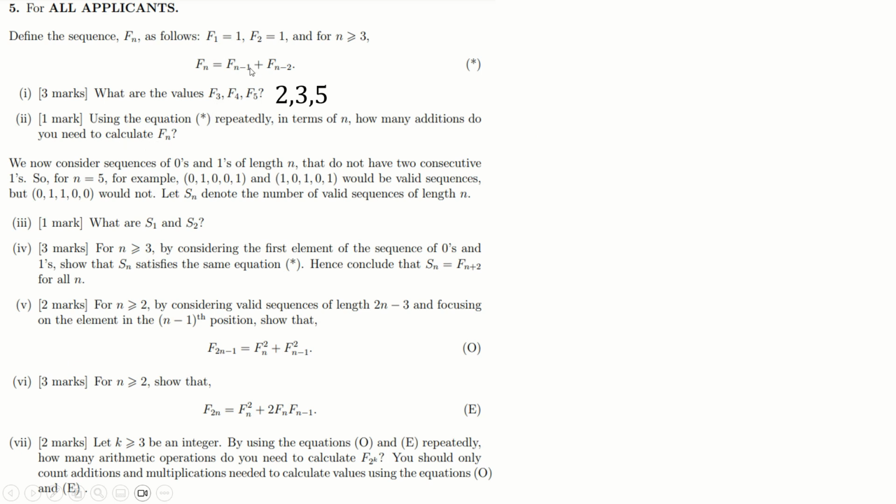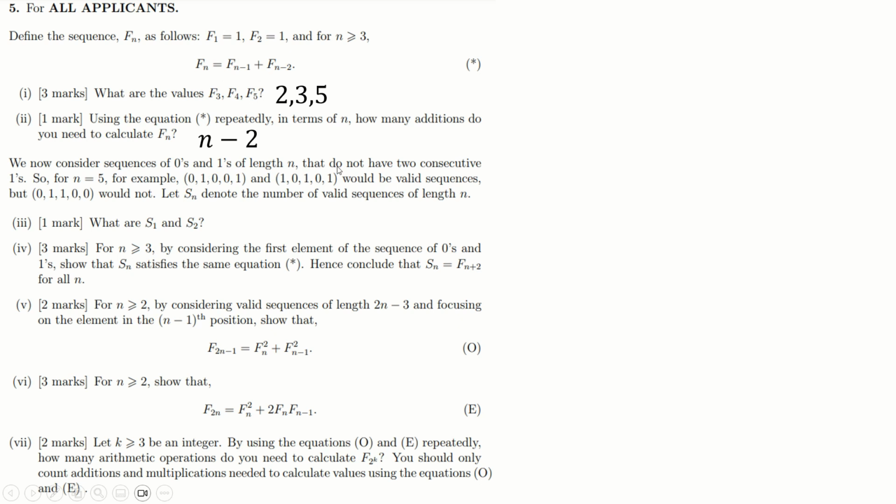Well, f of 3 just took one addition because we already had these two to go. F of 4 takes two additions. First you do an addition to find f3, then another one to find f4. F5, sorry, takes three additions. One to find f3, one to find f4, and then one to put those together to find f5. So the answer is going to be n minus 2, right? Because you have already got these two ready to go. So you just need to do one addition for every one after that.